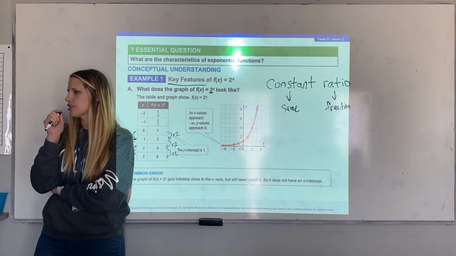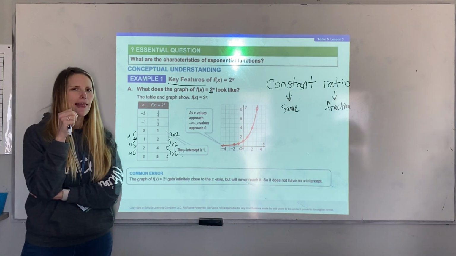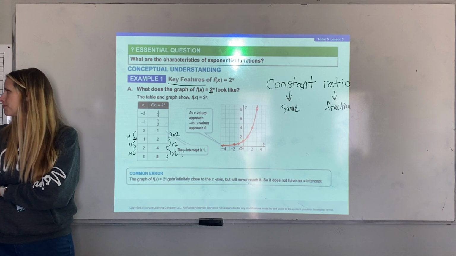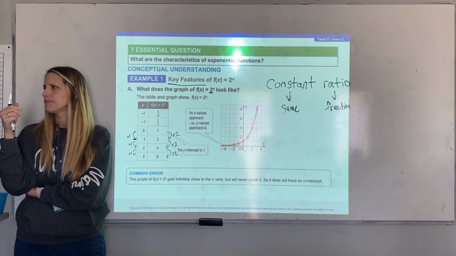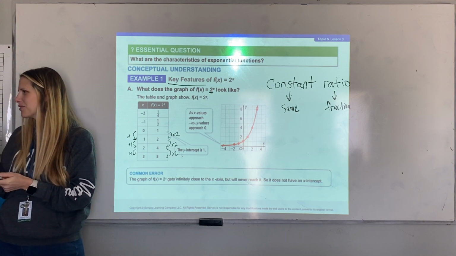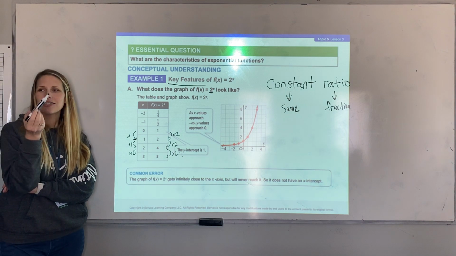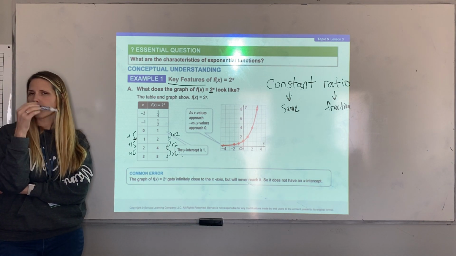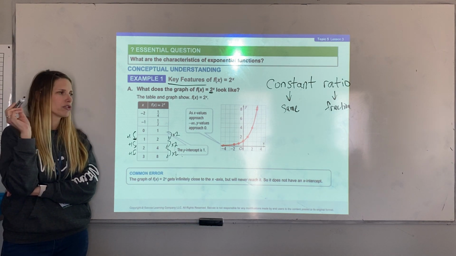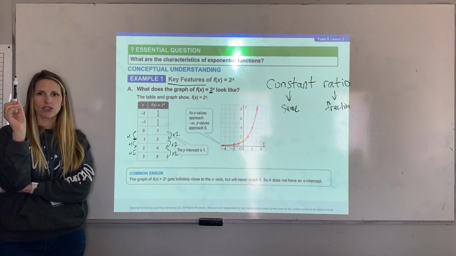Another key feature is the domain. What does domain mean? Like an area. X. Very good. The domain is our x value, right? Our x values. The x values are the domain. What is the domain of this graph?